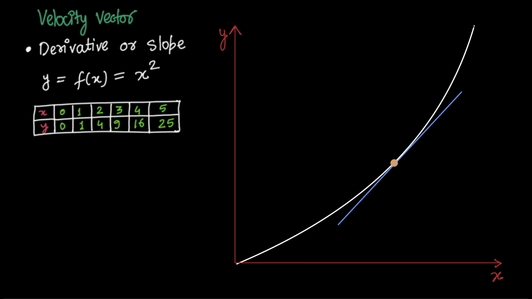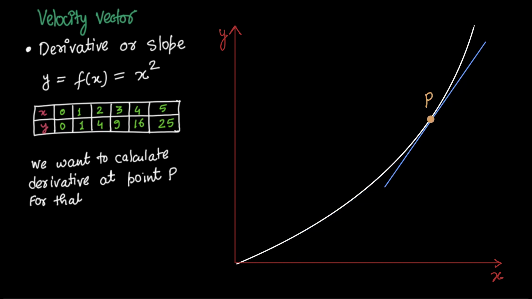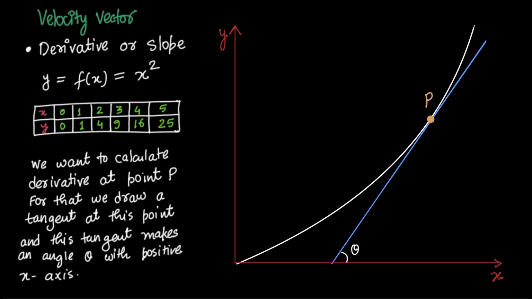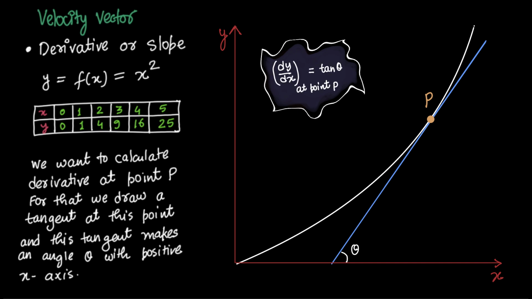Derivative at any point is the slope of the tangent at that point. We want to calculate the derivative at point P. For that, we draw a tangent at this point, and this tangent makes an angle theta with the positive x-axis. Derivative at point P can be written as tan theta. For now, just stick to it. Later in another video, we will discuss derivative in detail. Here you can see how the slope of the tangent is changing at different points. So does the derivative.